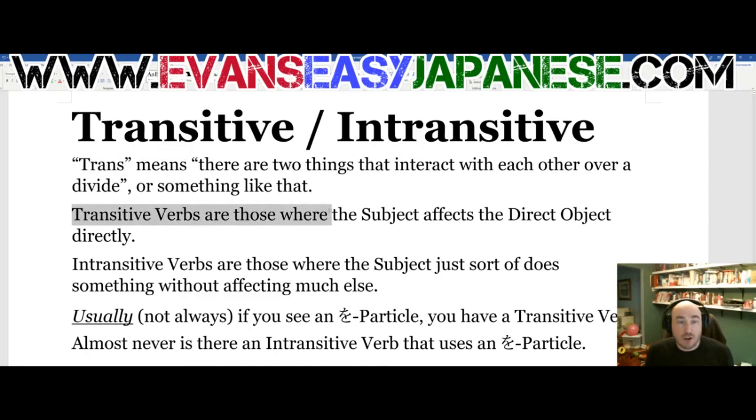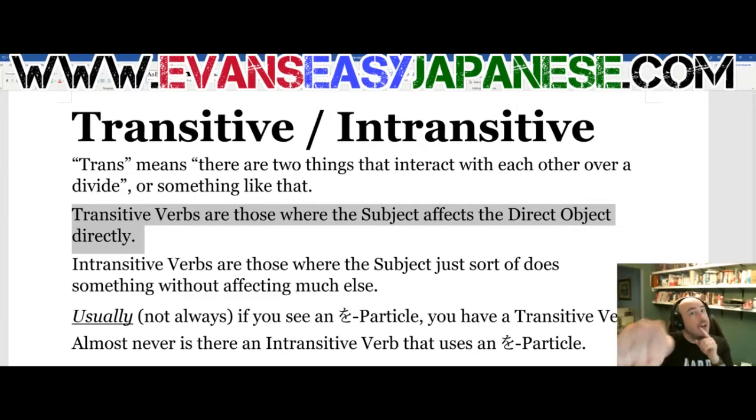Transitive verbs are those where the subject affects the direct object directly. So when I punch you in the face, I and you, and you're getting punched in the face. That's why it's called a transitive verb. There are two things that are interacting over a divide. I punch you in the face, right? So I and you, and there's a divide where I'm punching.